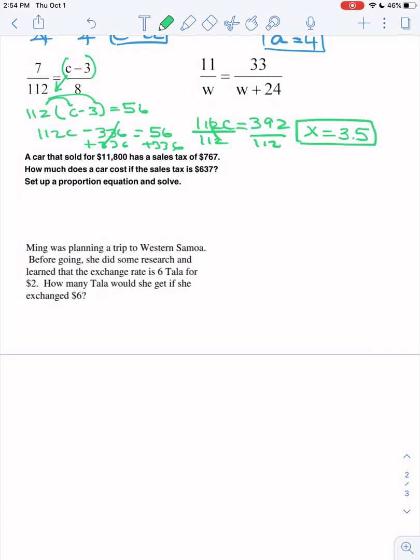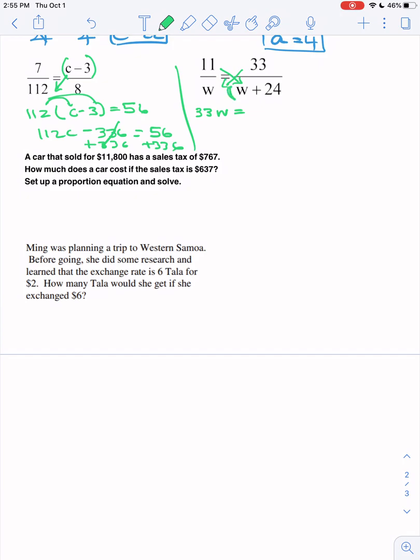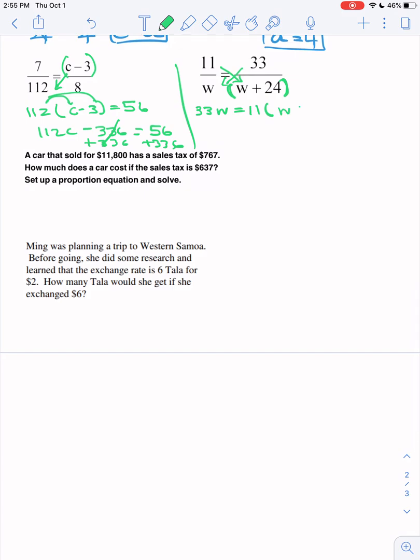Right, we're going to do another expression, but this time we're going to have a w, a variable, on both sides. So I'm just going to erase so I have a little bit of room to work. Cross multiply here, we get 33w equals, and again I'm going to put parentheses around this expression to remember to distribute, 11 times the quantity w plus 24, and bring down this 33w. 11 times w is 11w. 11 times 24 looks like 264.